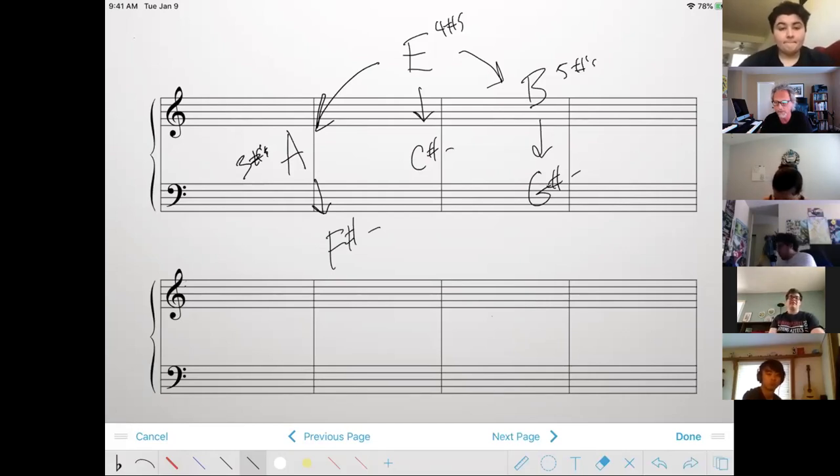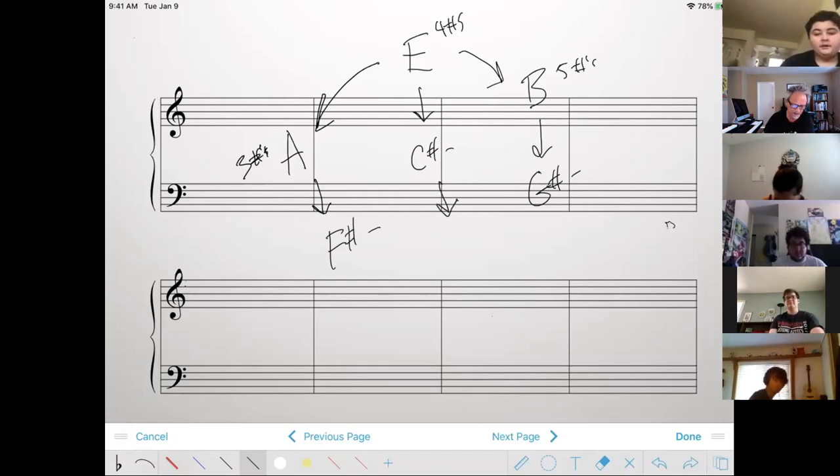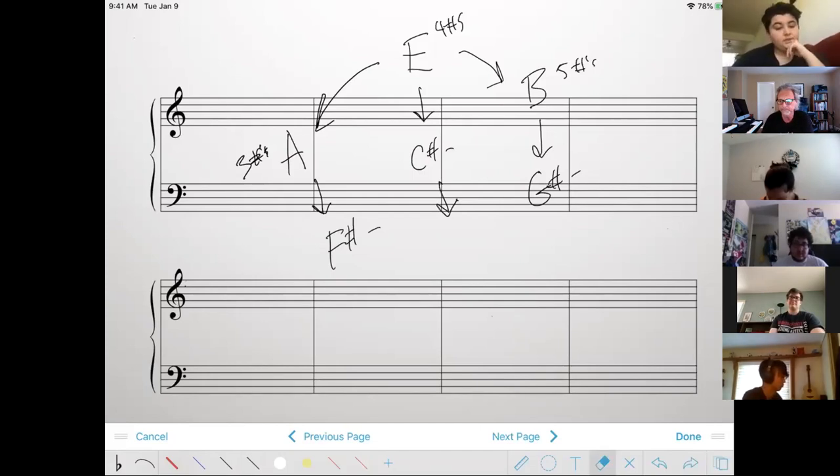Raise the 7th, so it's the leading tone. So what is the 7th of C sharp? B sharp. You're going to add a B sharp plus 4 sharps to that key. You understand?